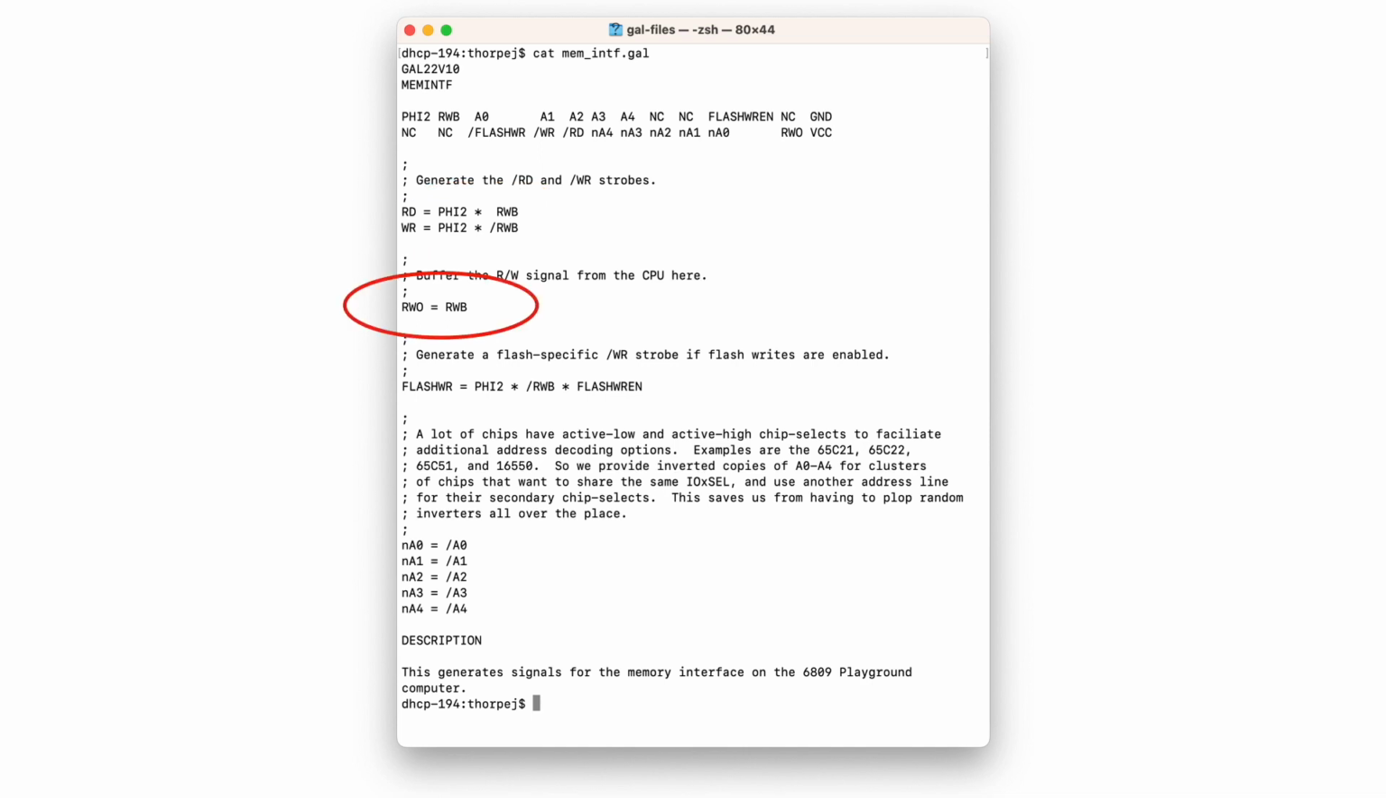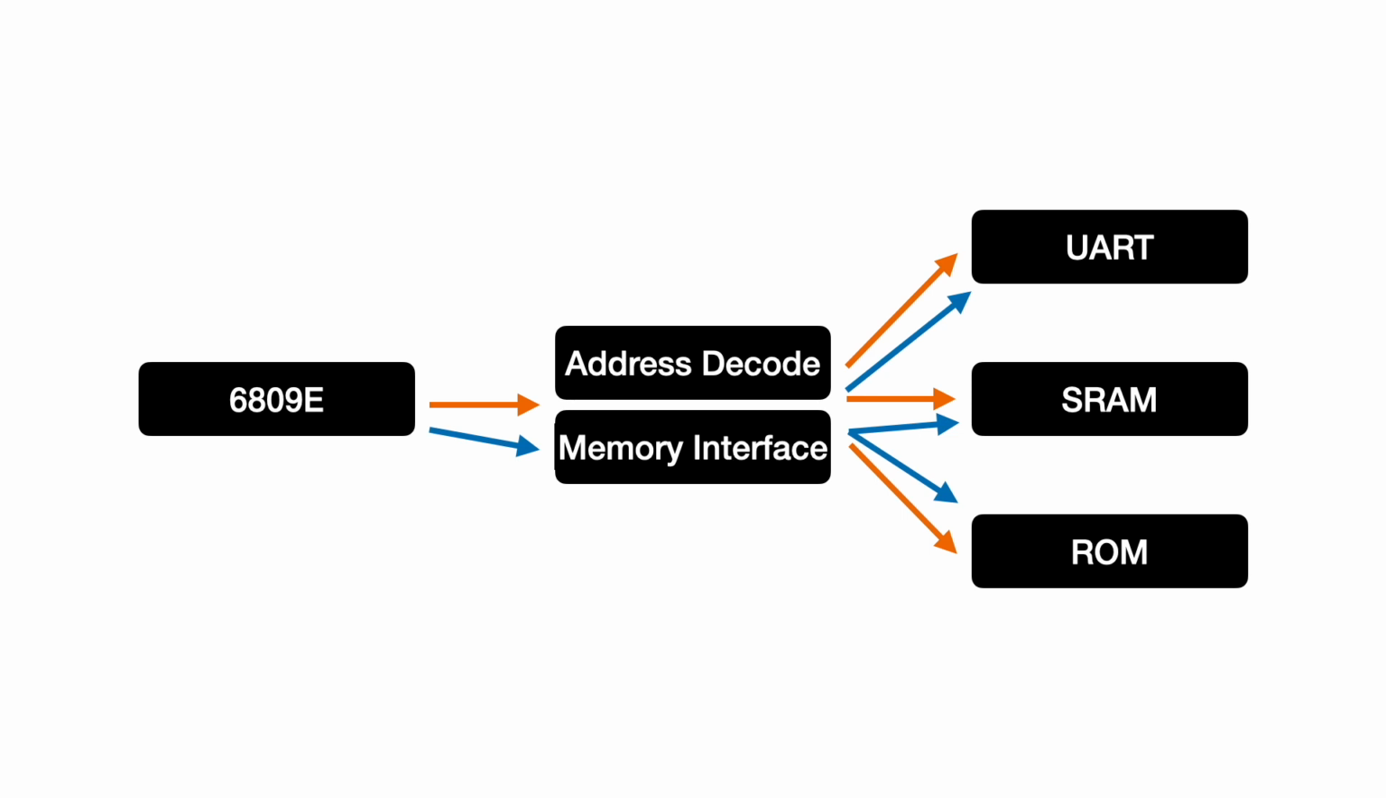Now this equation simply mirrors the read-write signal to an output pin named RWO for read-write output, effectively using the GAL as a buffer. Now the next equation generates the flash write strobe. It's identical to the standard write strobe except that it also considers the flash write enable input. And finally, these equations provide inverted copies of A0 through A4 on outputs named NA0 through NA4, which can be used with the additional chip select inputs on the various peripheral chips in order to more efficiently use the individual I/O device subregions. And so here's the updated diagram showing the memory interface and its relative place in the general scheme of things.